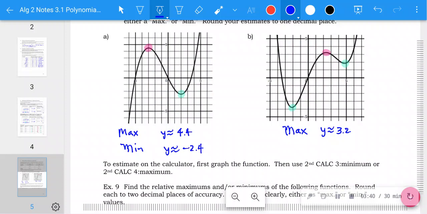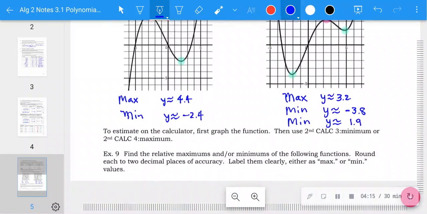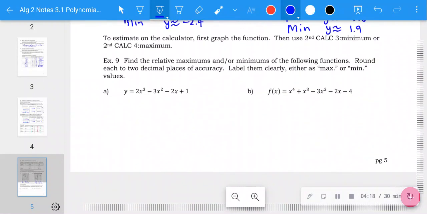Now this one, the next one, example B, has 2 minimums, so let's set that up. So this one over here, I'll call that the first one, is at about -3. I'm going to go with -3.8. And this one over here is roughly 1.9. Remember, it's the y value you're looking for because these are minimum and maximum heights, and y values are heights.